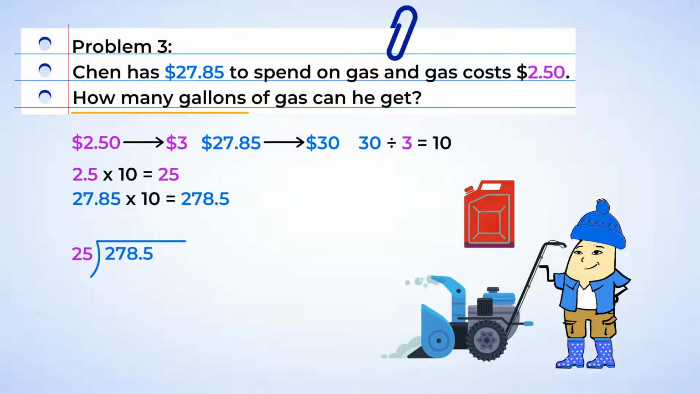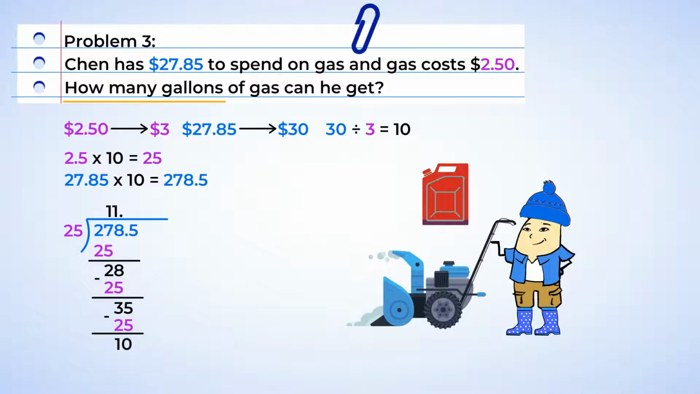So let's do it. Now we can look at the first two digits since we're dividing by 25. And there's 1 25 in 27 with a remainder of 2. The 1 goes in the tens place, bring down the 8. There's only 1 25 in 28 with a remainder of 3. So we place the 1 in the ones place, put in the decimal point to match, and now we're working with the tenths. All right, perfect. We're going to bring down the 5, and there's only 1 25 in 35 with a remainder of 10.